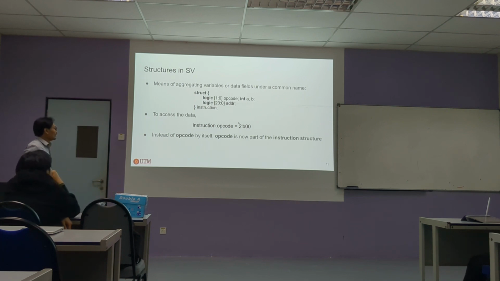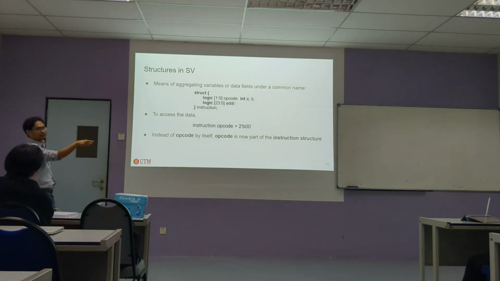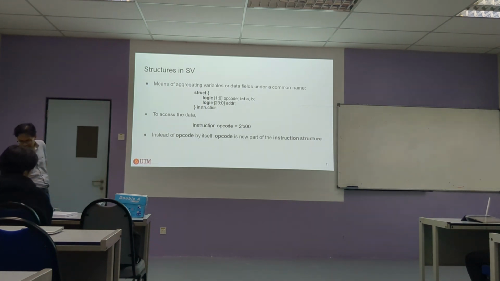Okay, so I think the advantage here is that you can see that the output is part of the instruction structure. If you don't have this structure, your name will be instruction underscore output. In Verilog maybe you call it instruction underscore output, very panjang. If you put output sahaja, is it part of instruction or not, kita tak tahu. So in SystemVerilog, you do instruction dot output. Inside the instruction you have many things: the address, the output, AB. So it makes it more readable and easier to trace, I would say. This output is coming from the instruction structure.